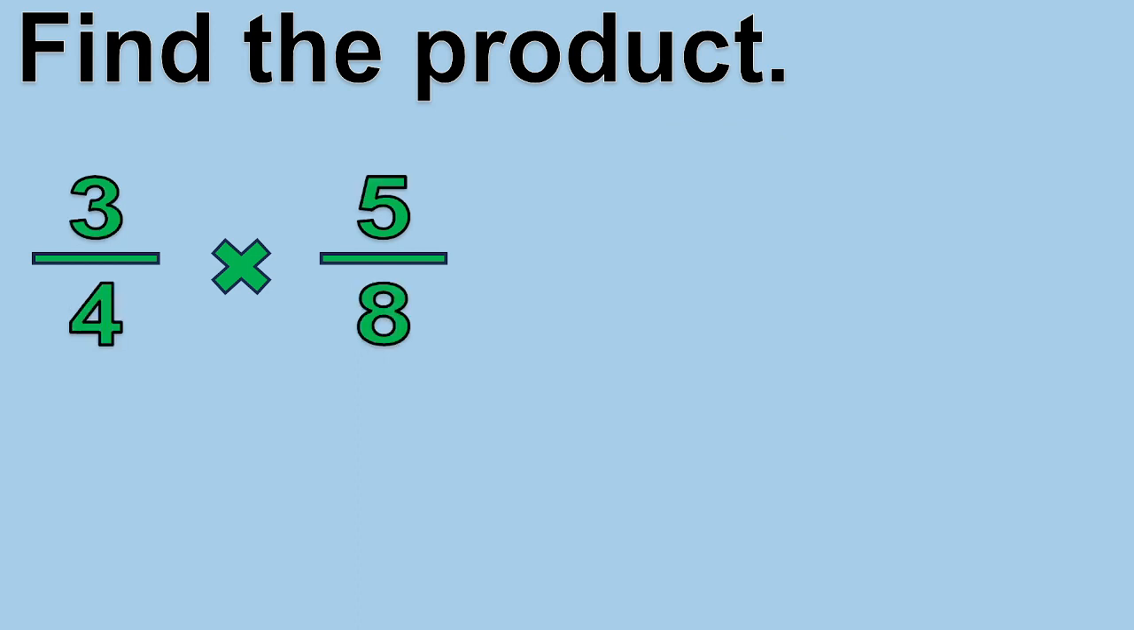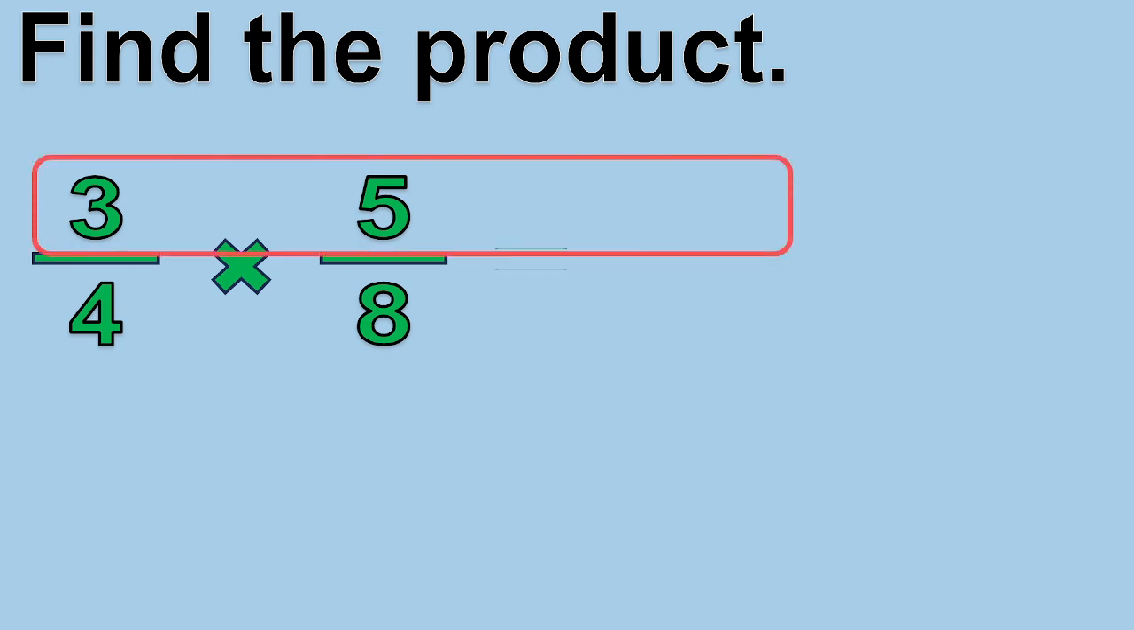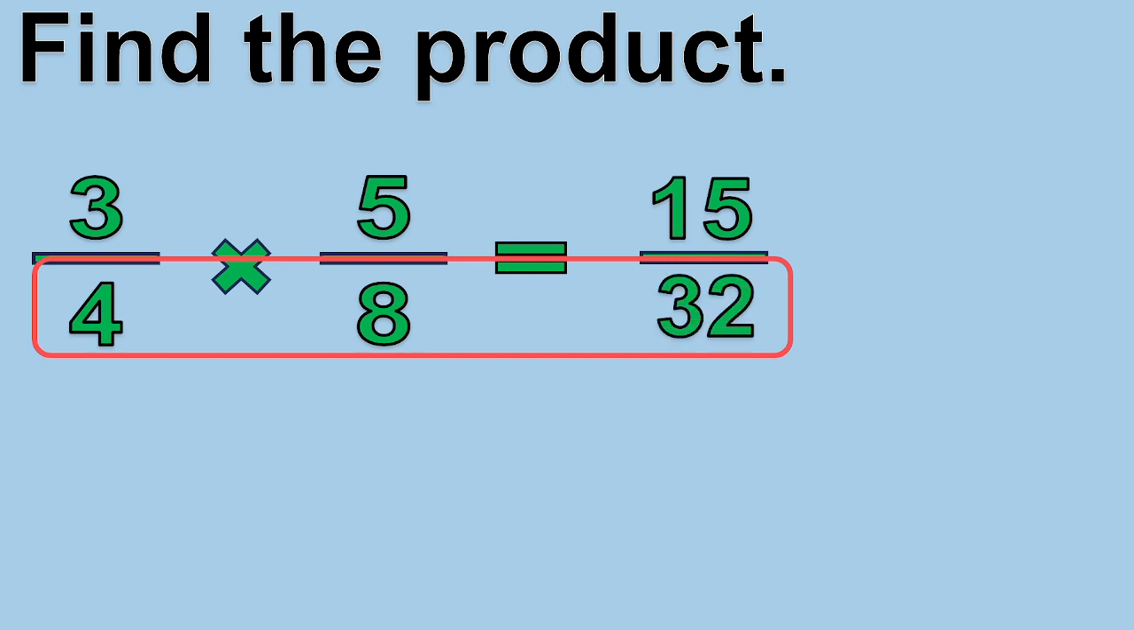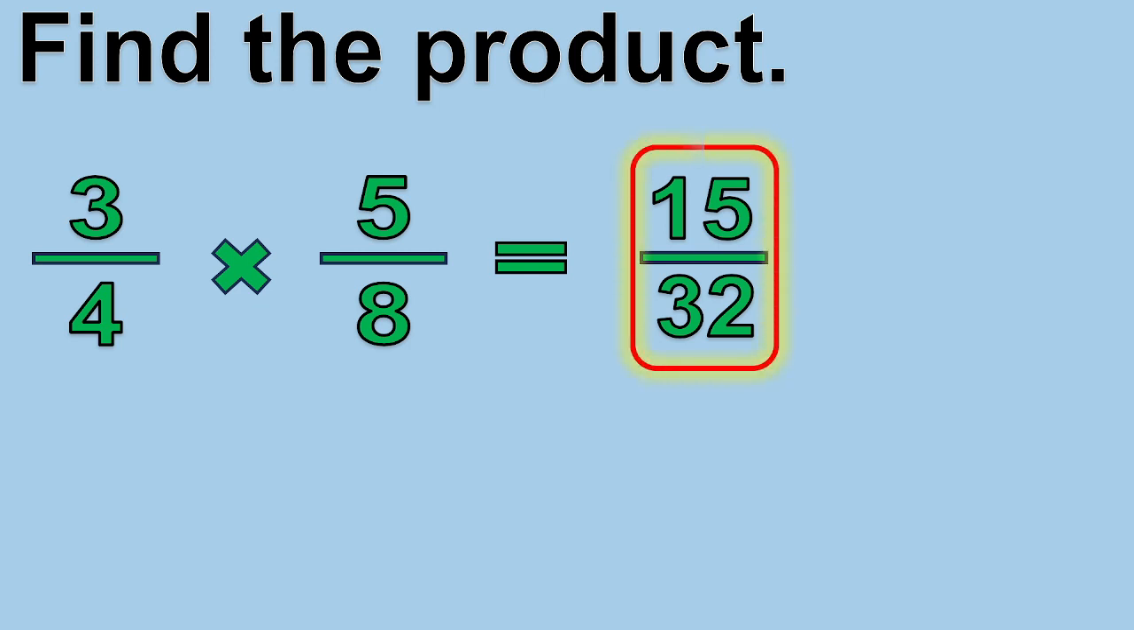Another problem. 3/4 times 5/8. First, we start by multiplying the numerators. We have here 3 times 5 equals 15. Then multiply the denominators. 4 times 8 equals 32. Since 15/32 is in the lowest term, our final answer is 15/32.